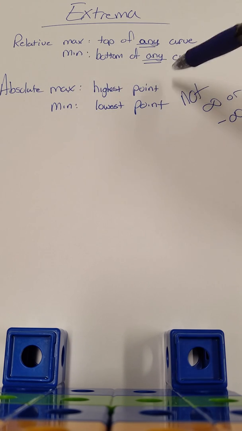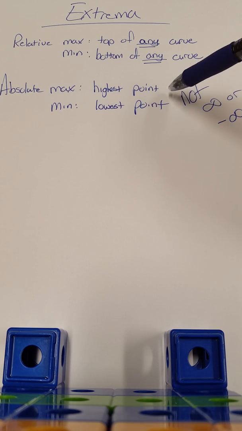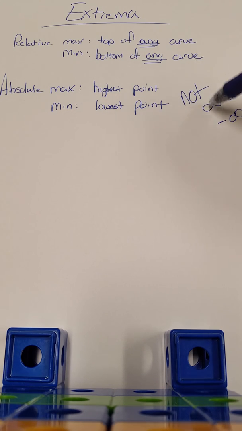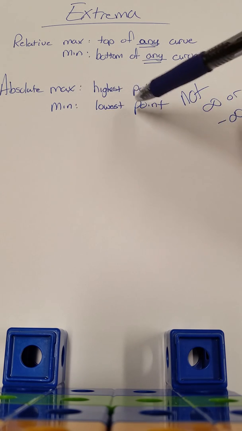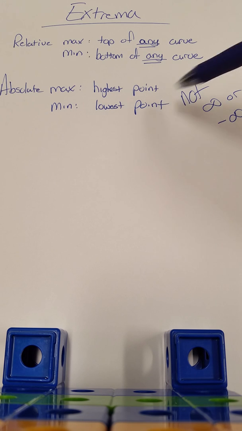Absolute max, the absolute highest point, okay? But that can't be infinity. Infinity is not a point, so do not tell me the absolute maximum is infinity. Absolute minimum is the absolute lowest point. Again, negative infinity is not an absolute minimum. It is not a point. So pause the video, take these notes real quick, and then we'll look at some examples.